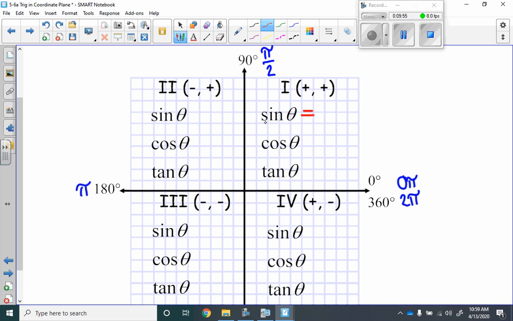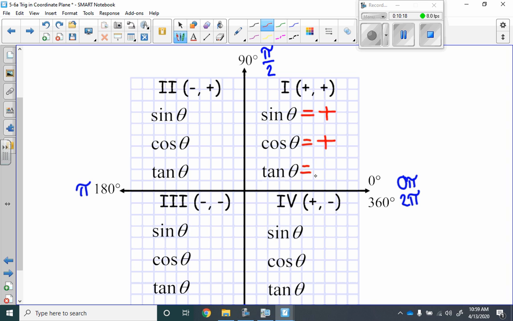So, with that being said, if you're taking the sine, if you're taking your y-coordinate, which is positive, divided by the hypotenuse, which is positive, your sine value in quadrant 1 will always be positive. Cosine, you're taking your x value, which is positive, divided by the hypotenuse, which is positive, so you end up with a positive.